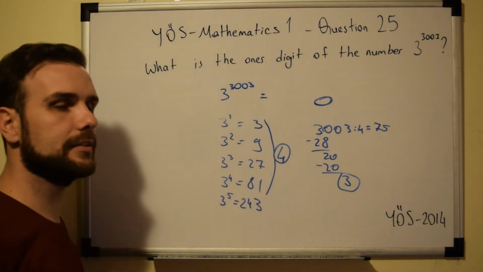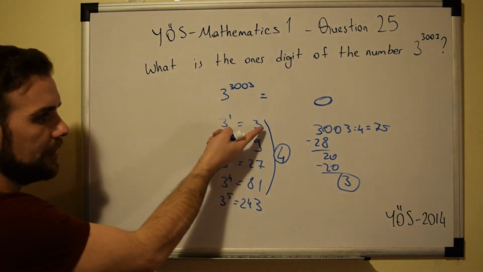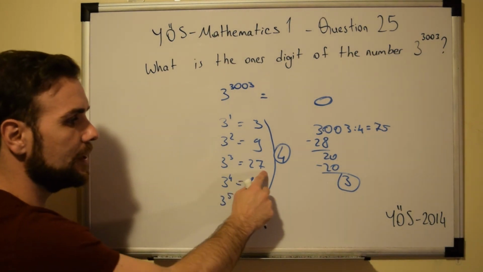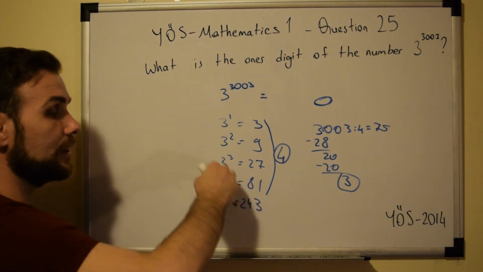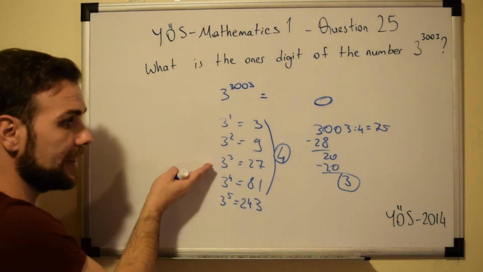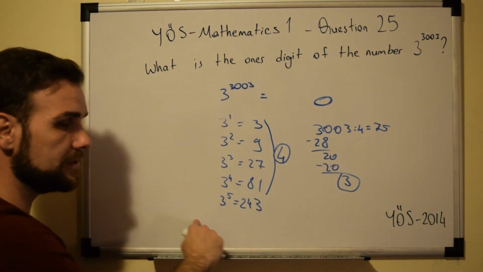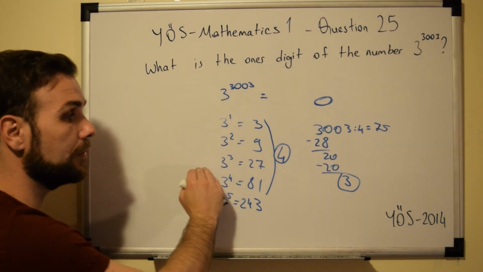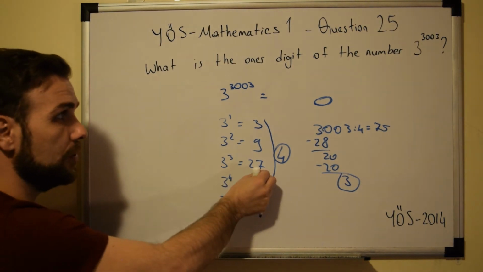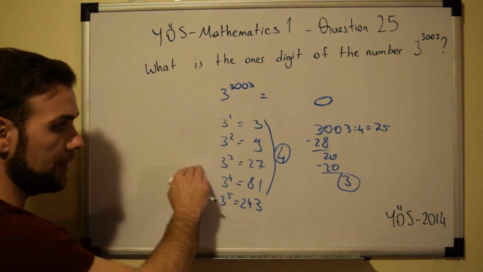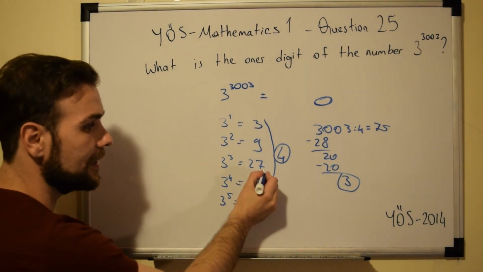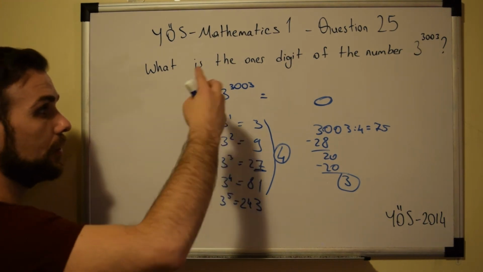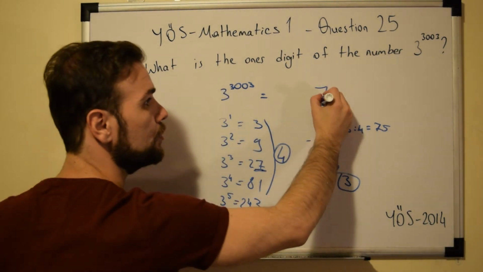What does this remainder tell me? From this trend, as you can see, we have the first number, second number, third number, and fourth number. So we have to look at the third number. Every four numbers we have to look at that trend. We have to look at the units value of the number that we get from the third position. In this case, it's 7. So the units digit of 3 to the power of 3003 is going to be 7.